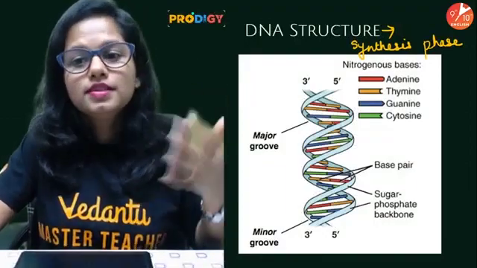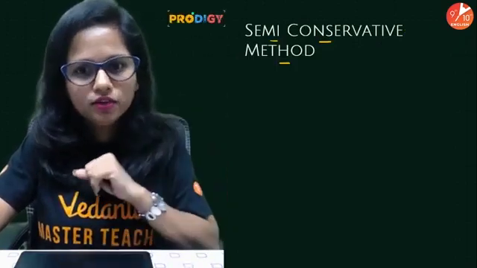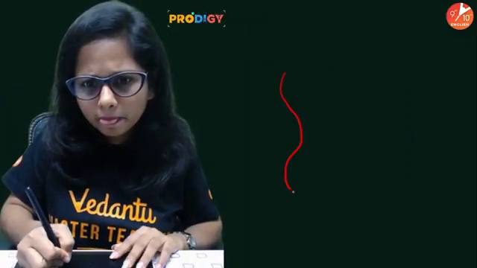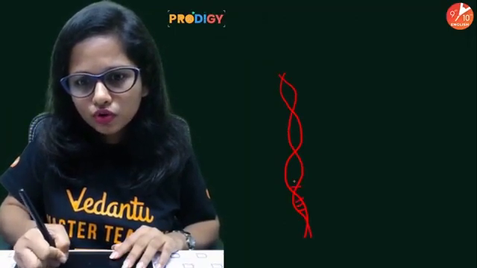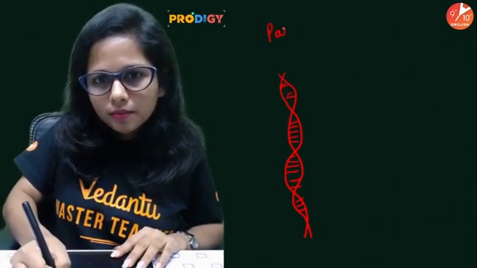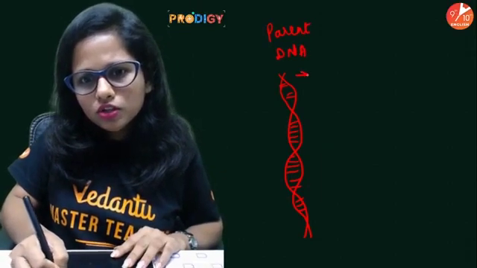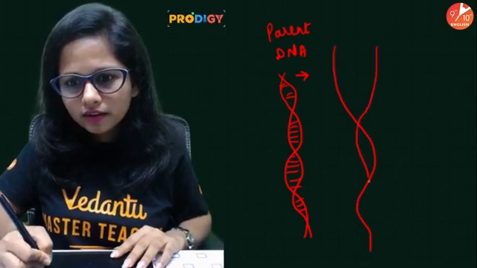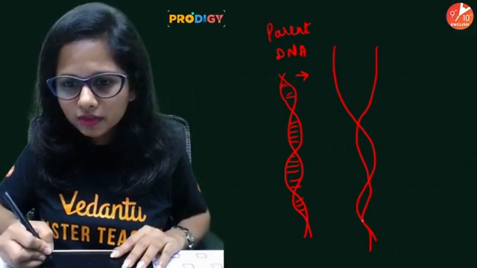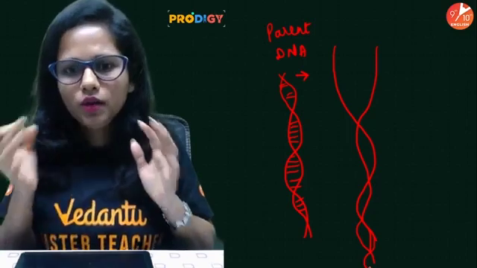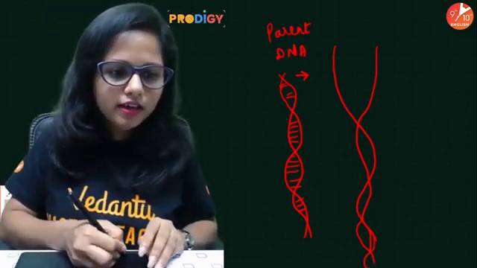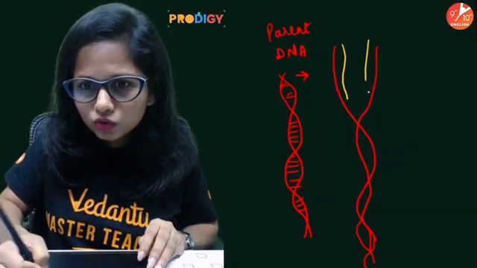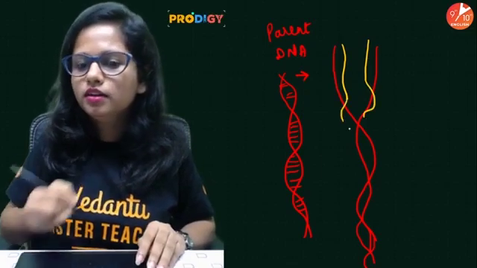So for the synthesis of a new copy of DNA, the semi-conservative method of DNA replication will be followed. For this, let us draw two strands of DNA. Let us call this the parent DNA. Now this parent DNA will open up from one of its ends. It has two ends, right? So it will open up from one of its ends. Now that it has opened up, a new copy of DNA will be created here, and here as well. This way it will start forming.